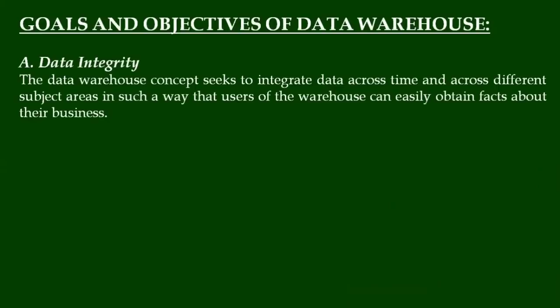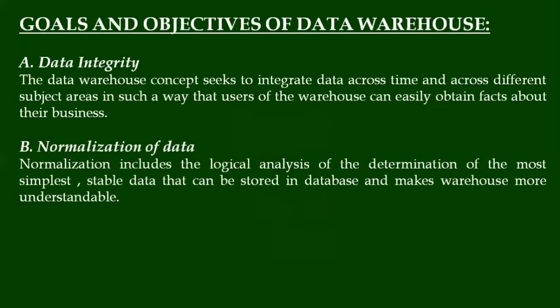What are the goals and objectives of data warehouses? The first goal is data integrity. The data warehouse concept seeks to integrate data across time and across different subject areas in such a way that users of the warehouse can easily obtain facts about their businesses. The second objective is the normalization of the data. Normalization includes the logical analysis and determination of the simplest, most stable data that can be stored in the database, and makes the warehouse more understandable.